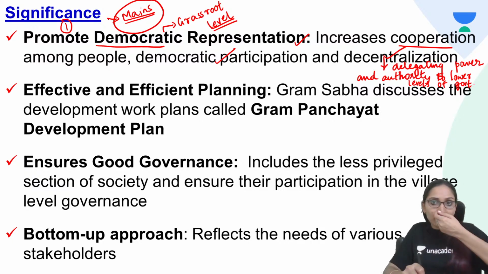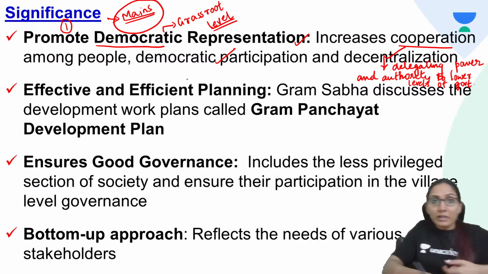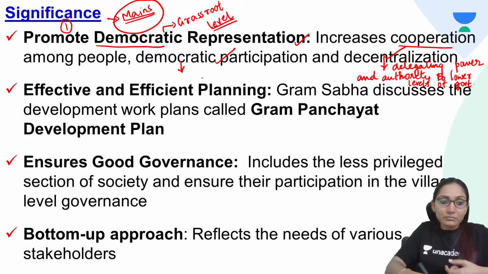This is decentralization. Democratic participation means it is through elections that we ensure democracy. So there is more participation and increased cooperation among the people. So it promotes democratic representation.